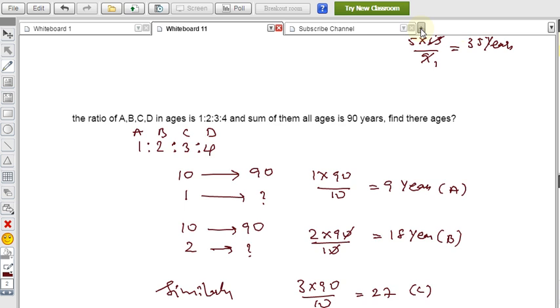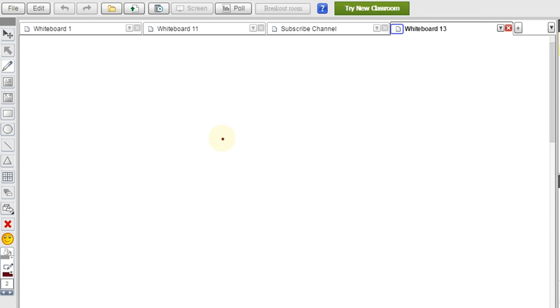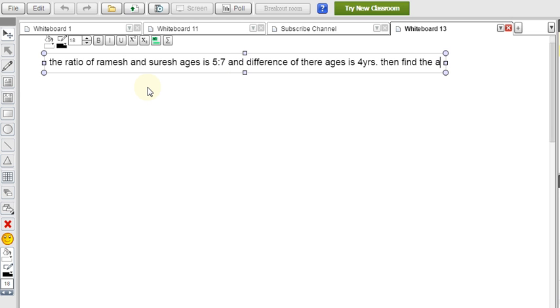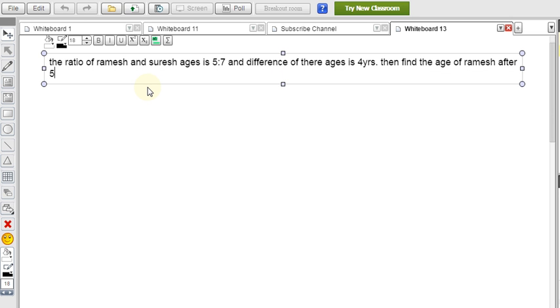Let us see one more sum. The ratio of Ramesh and Suresh's ages is 5:7, and the difference of their ages is 4 years. Then find the age of Ramesh after 5 years.